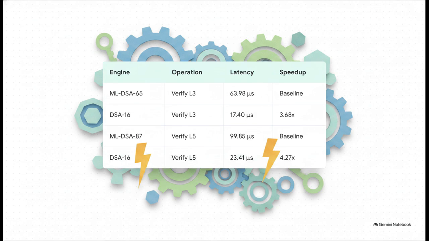Look at level 3. KL2's DSA-16 verification takes a median of just 17.40 microseconds. That is 3.68 times faster than the baseline reference library. And at level 5, it hits 23.41 microseconds, making it a staggering 4.27 times faster.